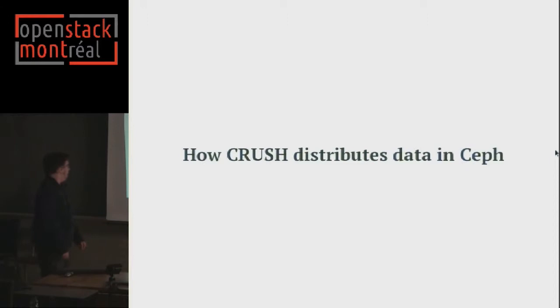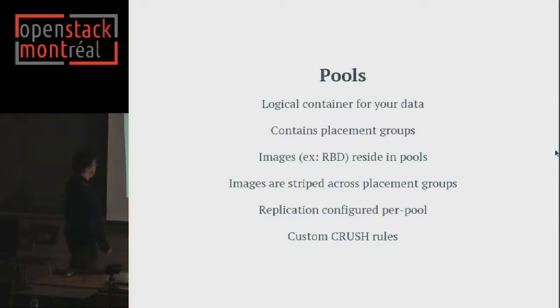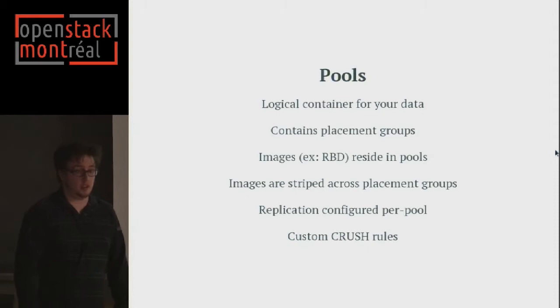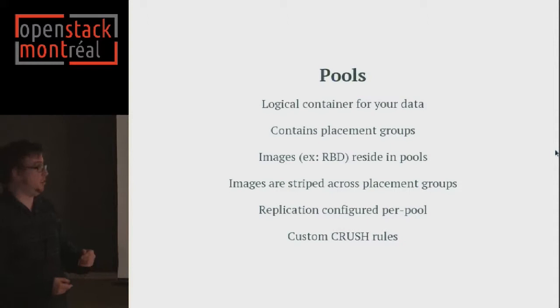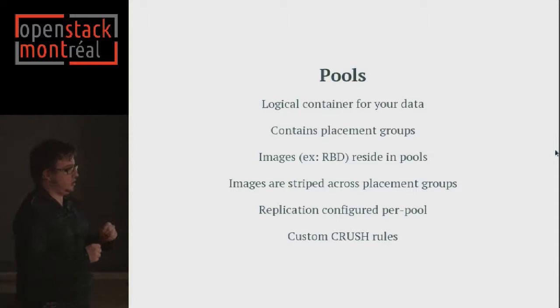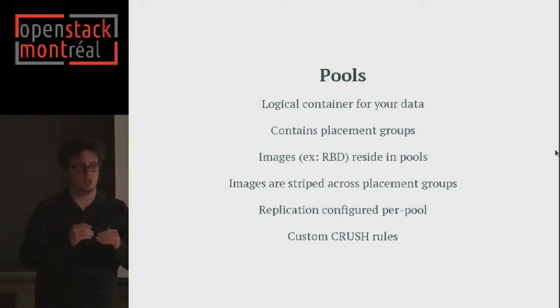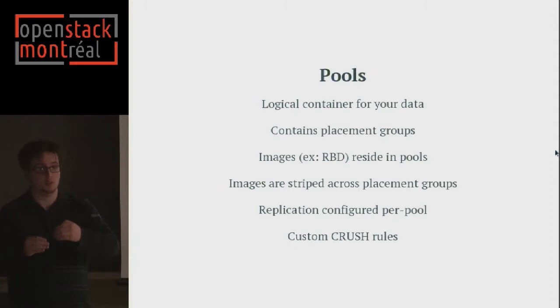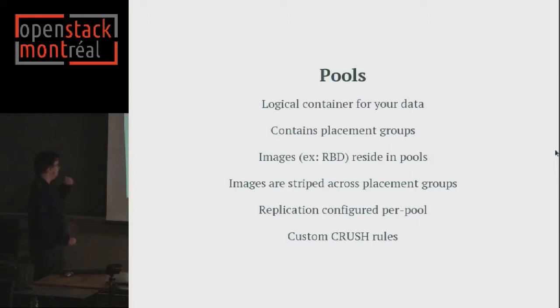How does Crush distribute data in Ceph? There's pools. And pools are a logical container for your data. They're like folders, but at the same time, they're not like folders. You could work with just one pool, and you could work just fine. But the idea is that the Crush configuration I talked about earlier is usually going to be set on your pools. So perhaps for one set of data, less important data, you'd like to have 2 replicas. But for other information, you'd like to have 3 replicas. So you're going to have 2 different pools and different configuration for each of these pools. These pools contain placement groups. I'm going to talk about them later.